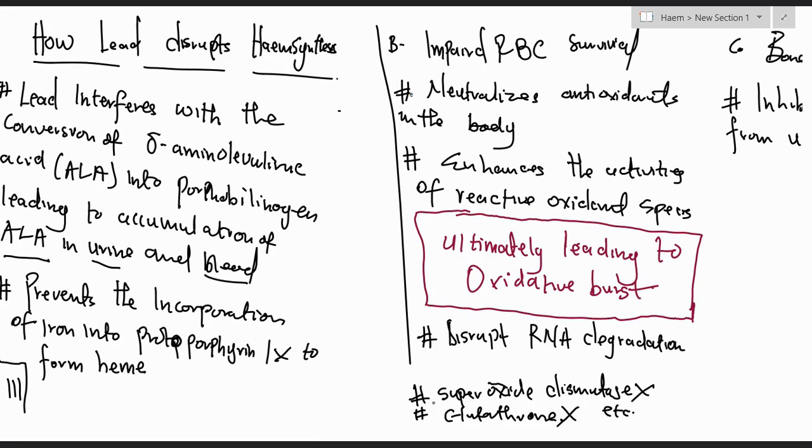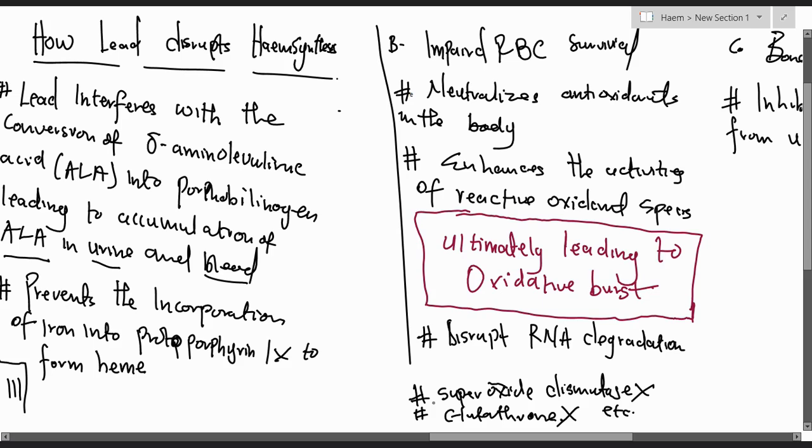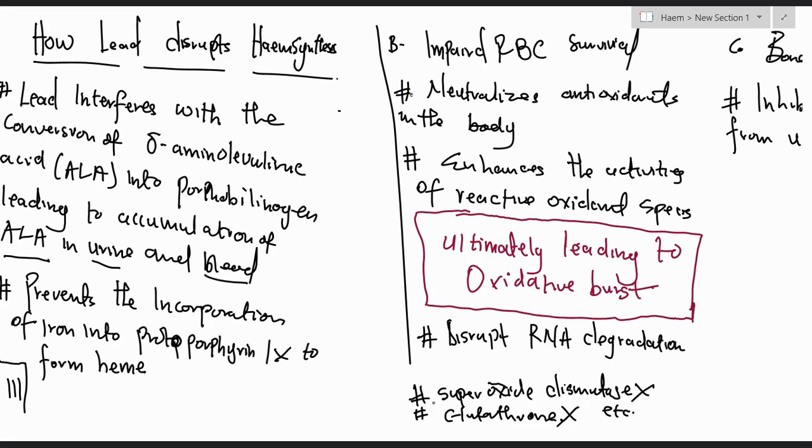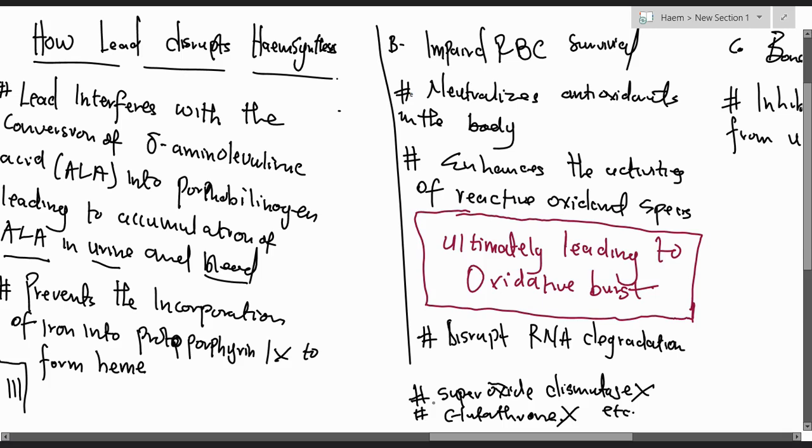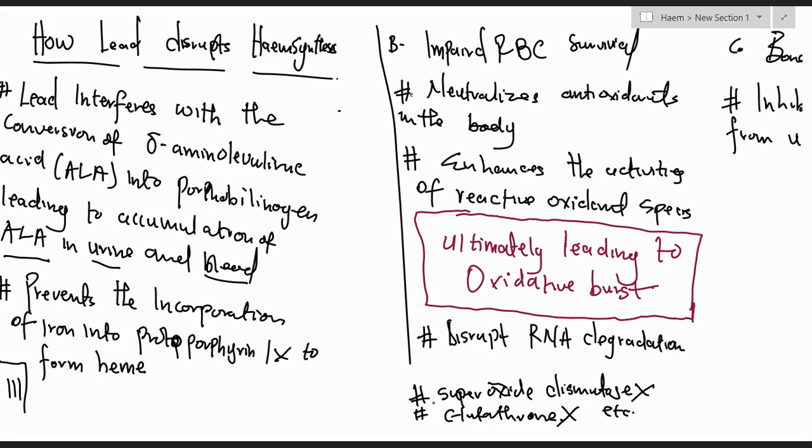And once the cell undergoes oxidative burst, it means the membrane of the cell is disrupted, and whatever content the cell has is exposed. So in the case of red blood cells, all the hemoglobin is going to be exposed, and it is going to diffuse out into the interstitial space or somewhere in the vascular compartment. As a result, the more the red cells break down, the more the person experiences anemia. So that is it. They also enhance the activity of reactive oxidant species. There are also other reactive oxidant species that we have in our body.